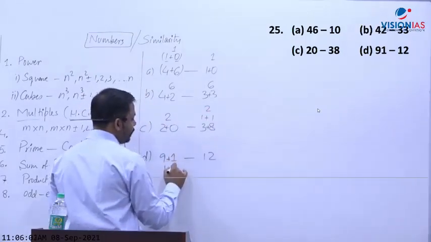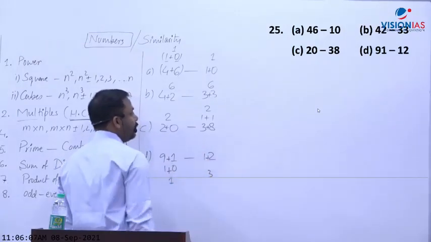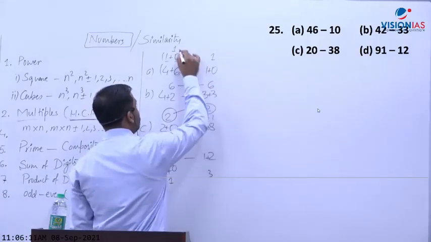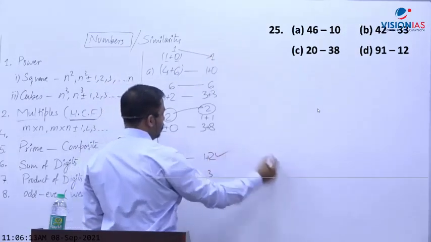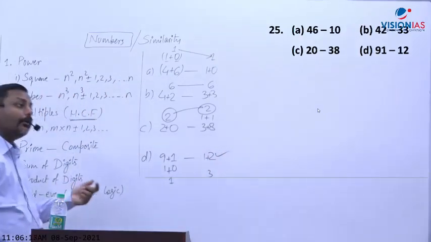9 plus 1 is 10. Further, if we add 1 and 0, we will get 1. And here it is 3. So in the rest of the options, their sums of digits are equal. But in the fourth option, it is not equal. We can apply this logic also.